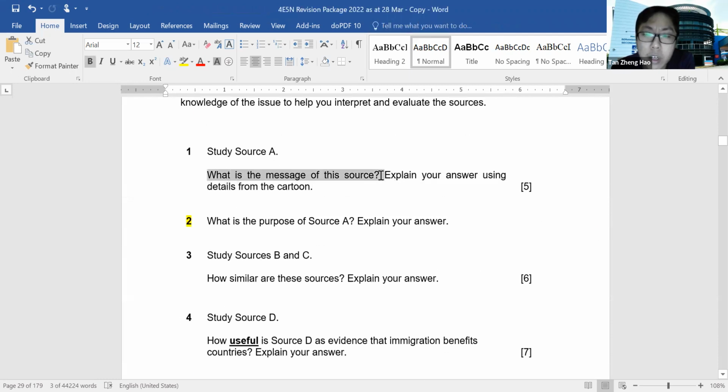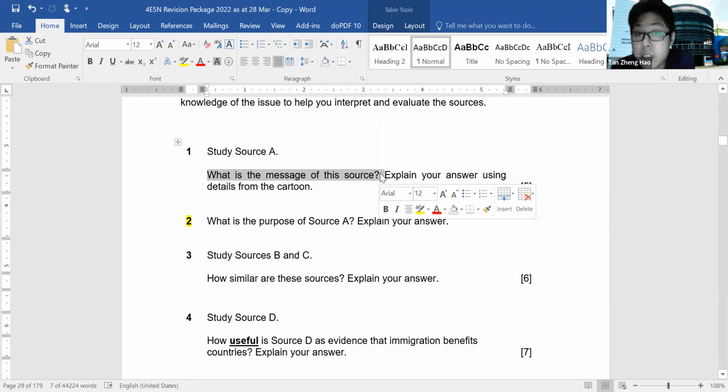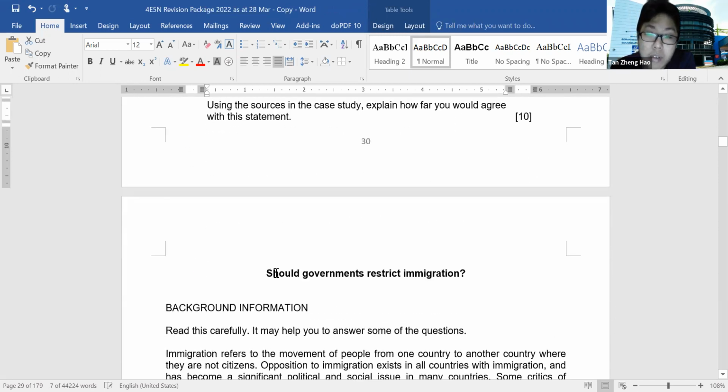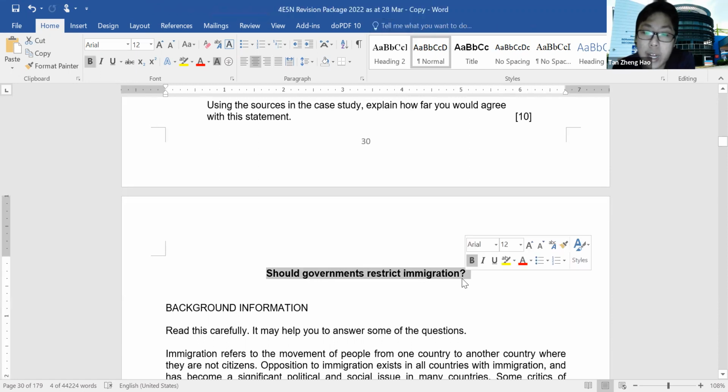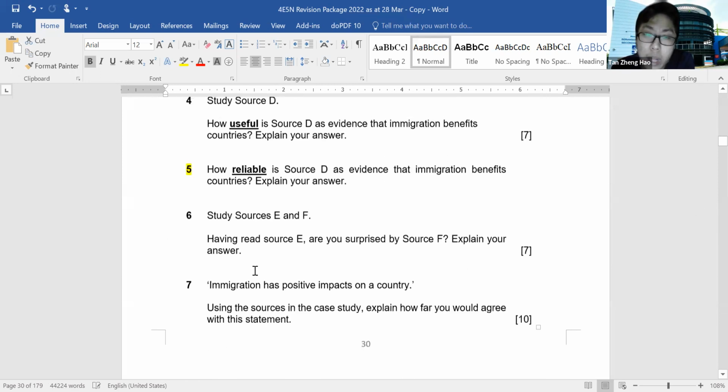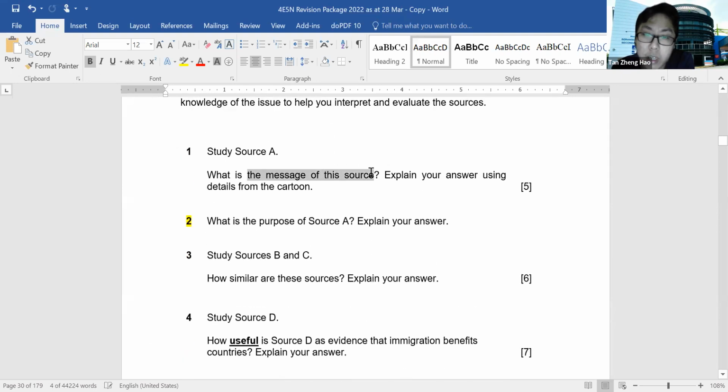So what is the message of the source? How can I guess the answer? Without even looking at the source, based on this topic, I know the source is going to say something about whether government should restrict immigration. So I can start to guess that maybe the source's main message is that government should restrict immigration because of reason so and so. Or maybe the message could be that government should not restrict immigration because of your own reason. So by using the topic, you can see I start to narrow down what the message of the source really is.